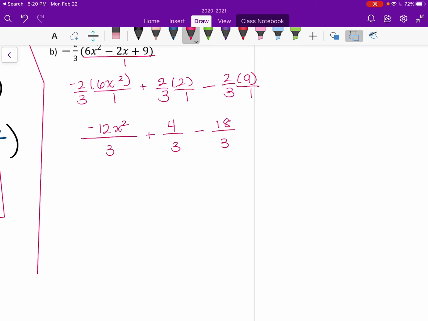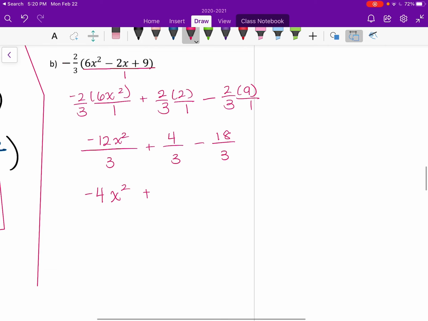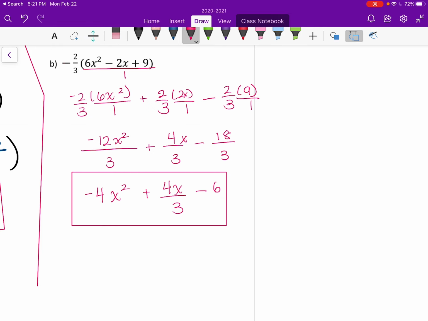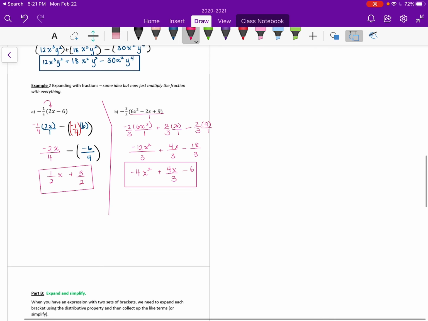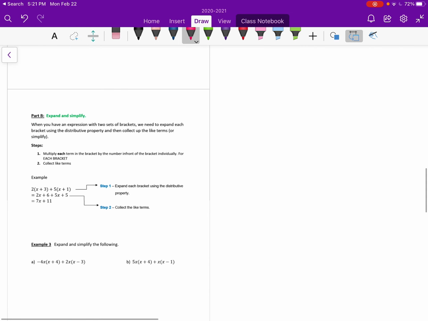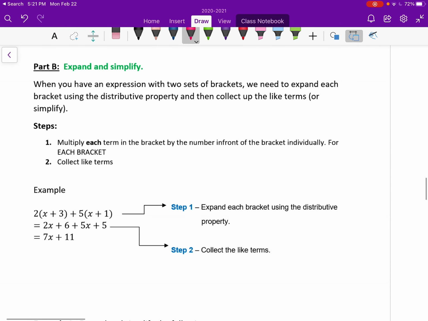12 divided by 3 I know is going to give me negative 4x squared plus, remember that this was an x, so this 4 needs to be 4x over 3, minus 18 divided by 3 is just going to be 6. So that's my final answer. Okay, that's just a shortcut that I use. It's my fastest way of doing stuff. You don't have to do it that way. You can write everything else out, but you're more than welcome to use that.